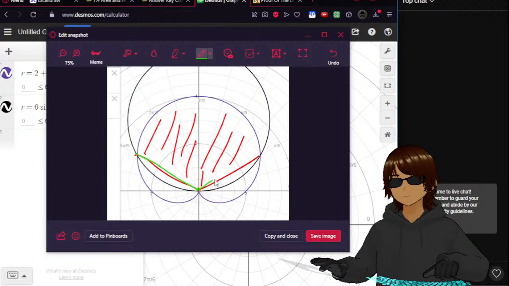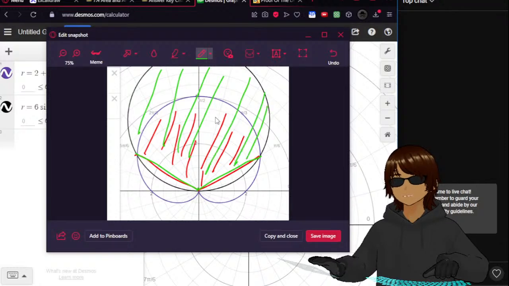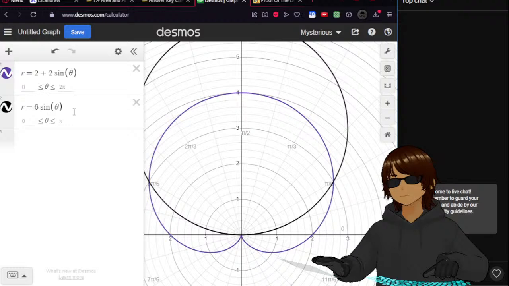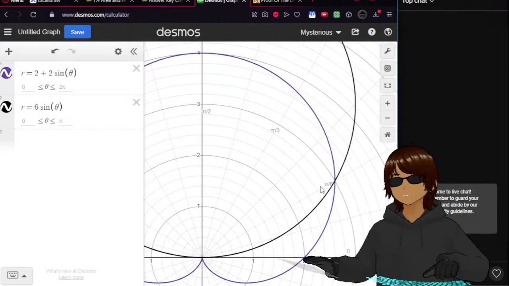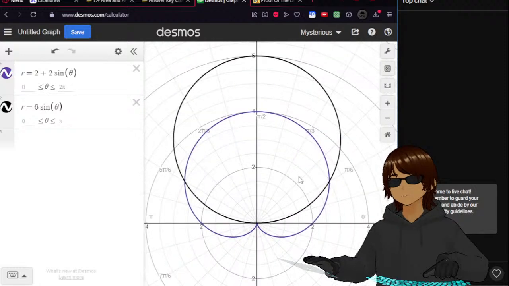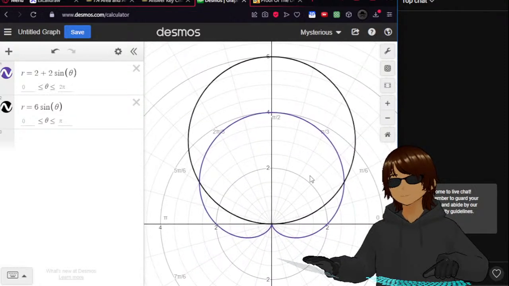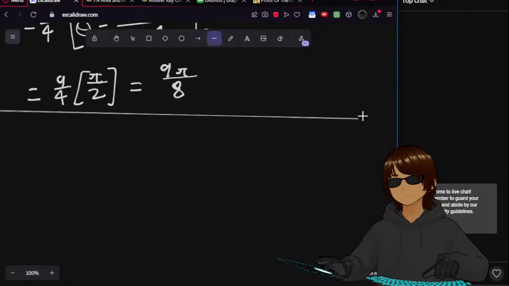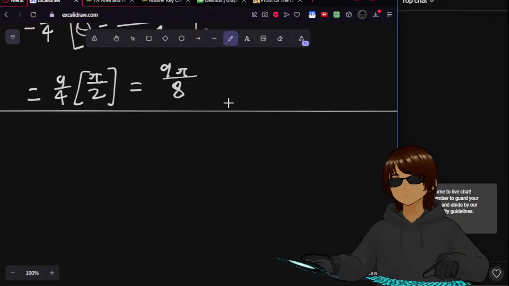All of this. I take the green part and subtract the red part. Yeah. They intersect at theta equals pi over 6. So basically, I won't solve the entire thing, but I'll tell you what I'm trying to do.